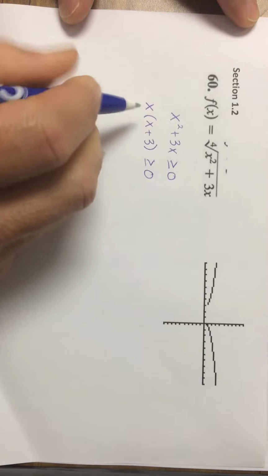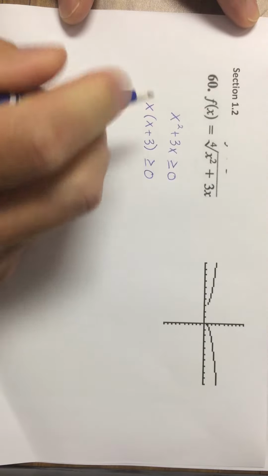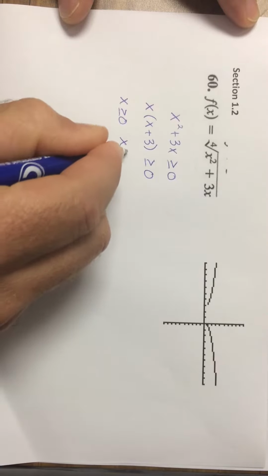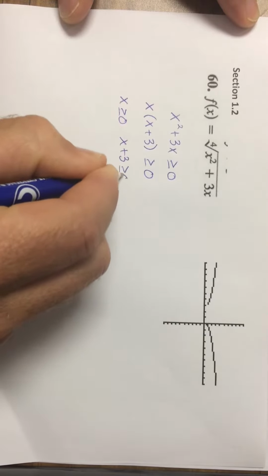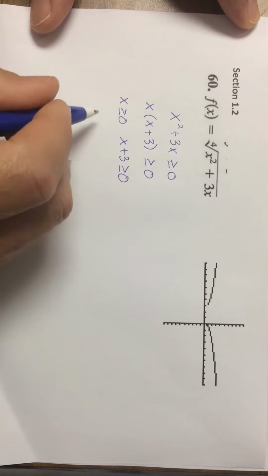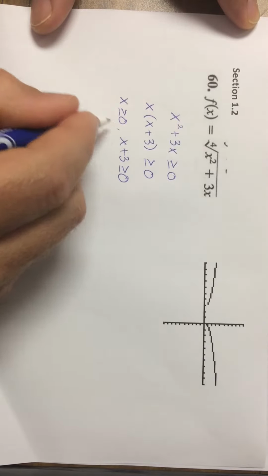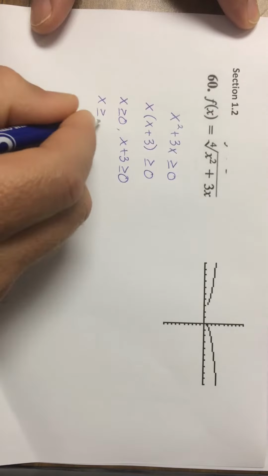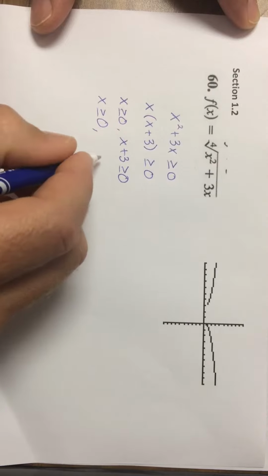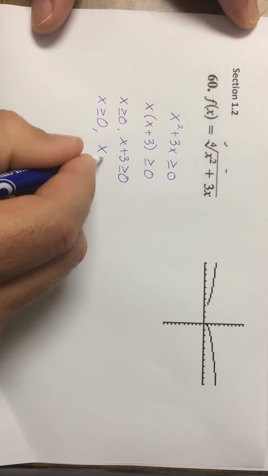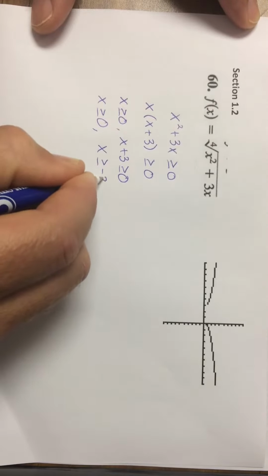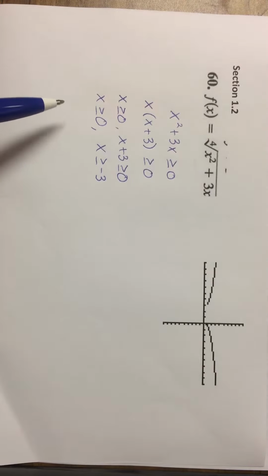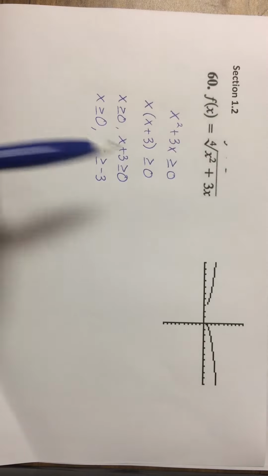And from here I'm going to split it into my two equations, or inequalities I should say. x greater than or equal to 0, and x plus 3 greater than or equal to 0. And from there, I'm going to take these two and go ahead and solve them. This one's already solved. Again, inequalities, sorry, not equations. Take the 3 over on this one, and there are my two answers. Those are showing me the domain restrictions for this function.